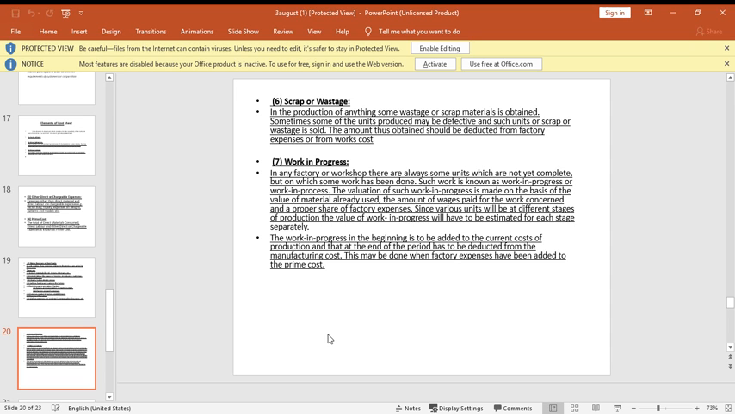Since various units will be at different stages of production, the value of work in progress will have to be estimated for each stage separately. The work in progress at the beginning is to be added to the current cost of production, and that at the end of the period has to be deducted from the manufacturing cost. This may be done when the factory expenses have been added to the prime cost.